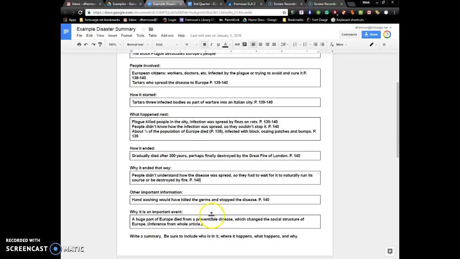In other information, I've picked out a few important things, like that hand washing would have killed all the germs and stopped the disease. Notice again that I note the page number to make our in-text citation later on. And then we're looking for why it is an important event. This is going to help you with your aftermath paragraph later on in the essay.